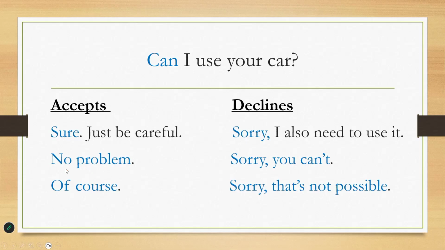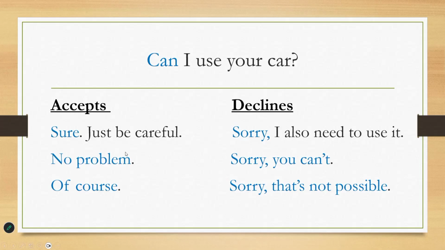Different ways: no problem, of course. Or you can say, okay. Yeah, just say, okay. But if you decline this, I mean reject: sorry, I also need to use it. You just say, sorry, I also need to use it. Or say, sorry, you can't. Sorry, that's not possible. Sometimes you say, I wish I could. Alternative ways, not only this way.